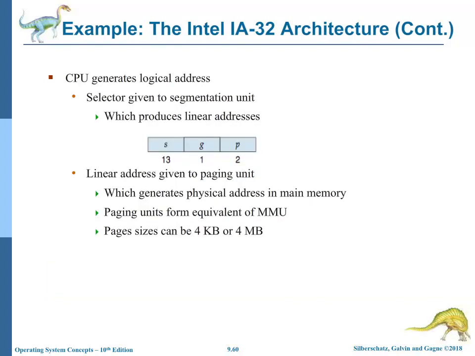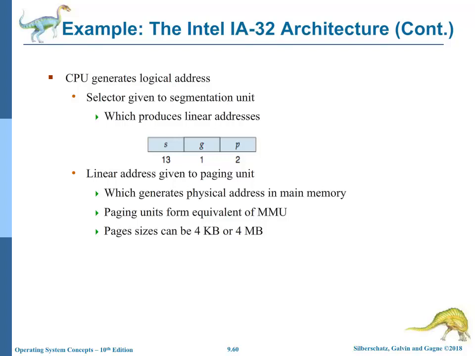Logical addresses are pairs of a selector and an offset, where the selector is made of 16 bits. So in this graph, we can see we have 16 bits: a 13-bit segment number, so that's up to 8K. The second part is a 1-bit flag for LDT versus GDT, and the remaining 2 bits are for the protection code.